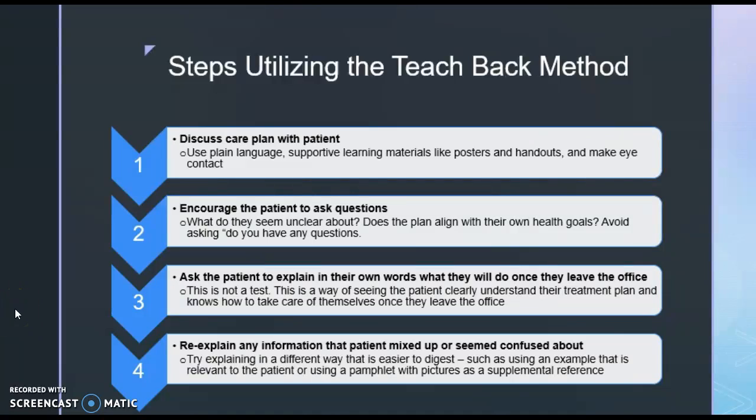And then finally, as a 4th step, re-explain any information the patient may be mixed up or seem confused about. This is really the opportunity to explain in a different way that might be easier to digest. This is a good time to, if you haven't already, use that supplemental pamphlet or handout as a reference that has pictures or diagrams that can walk through it in an easier way for the patient to understand.